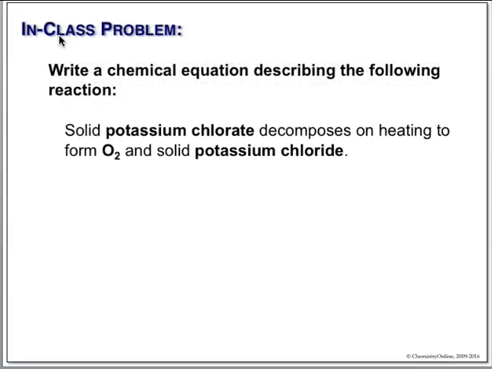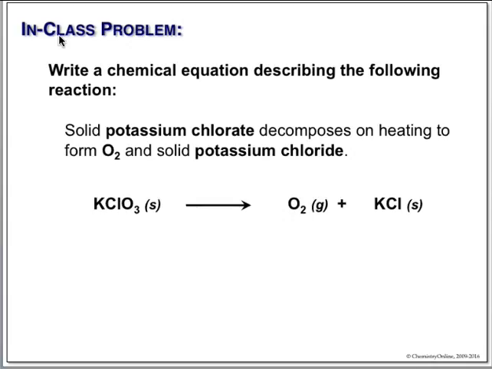Go ahead and take this sentence and convert it into a chemical equation. Potassium chlorate, you remember, I'm sure, that chlorate is ClO3. Potassium, of course, is a K. Chlorate is a minus one, potassium is plus one. So that's just KClO3. We're going to decompose and make O2 and potassium chloride. So the basic equation would look like this.